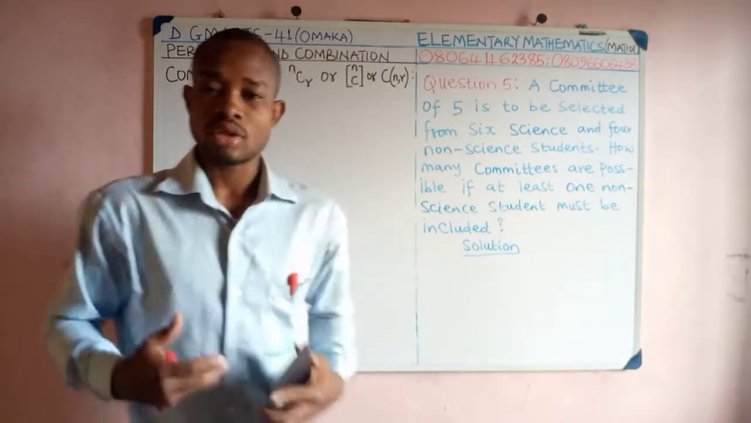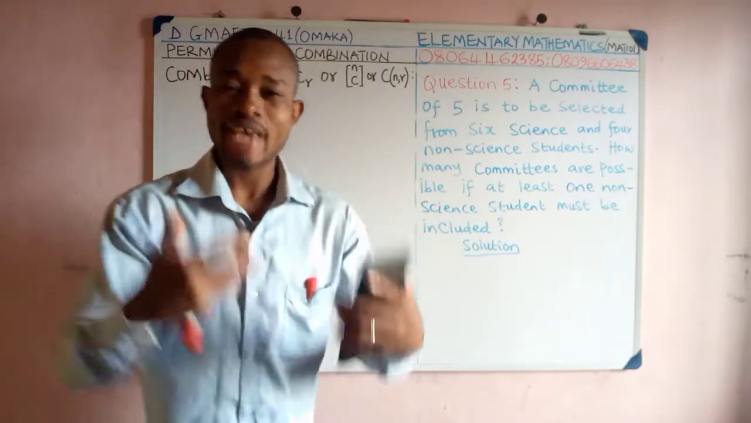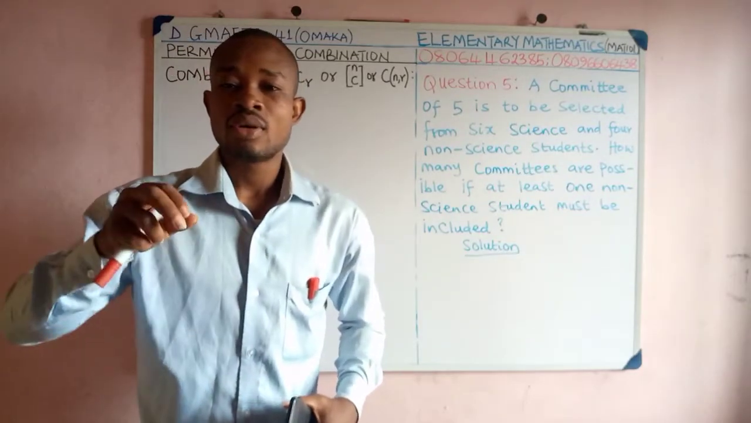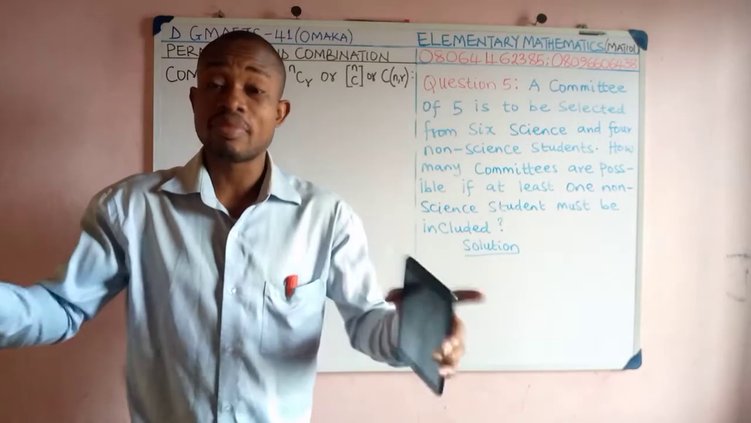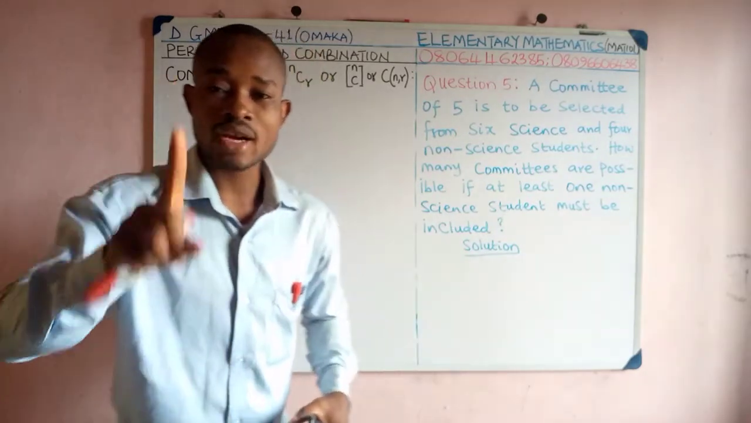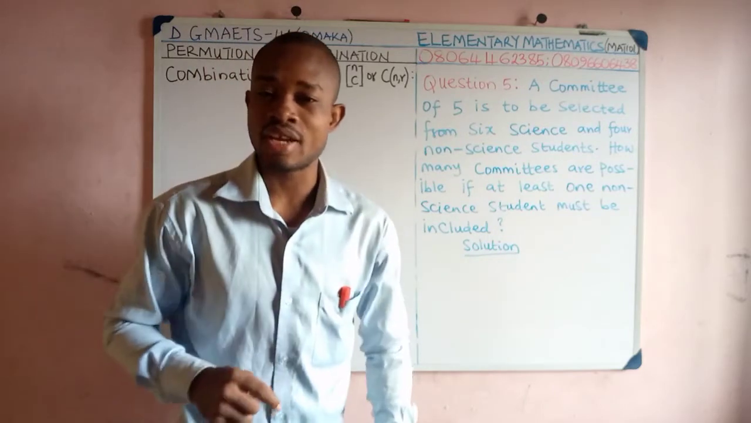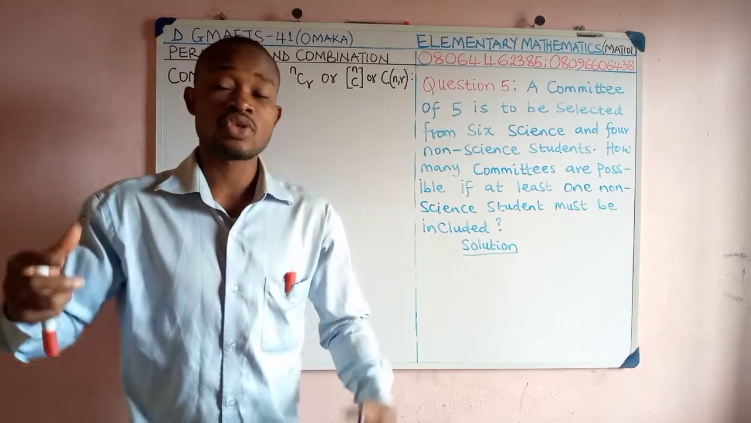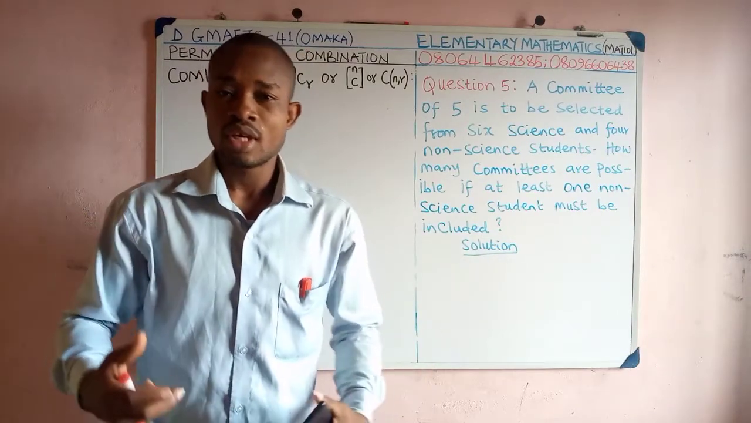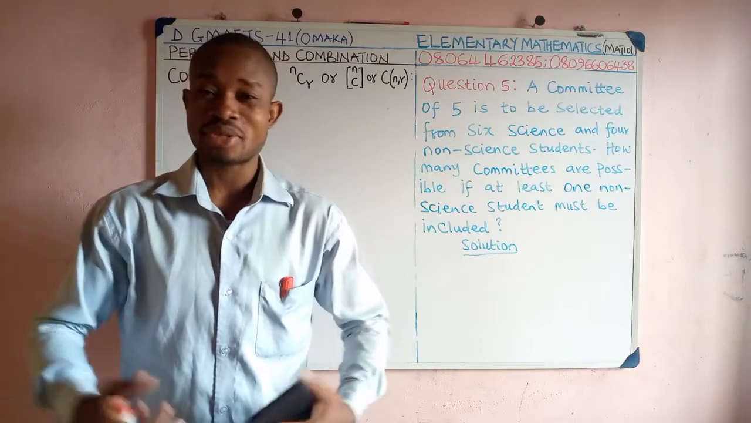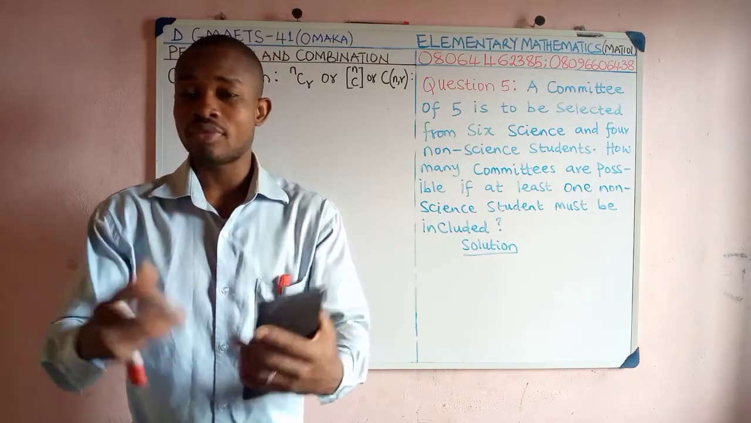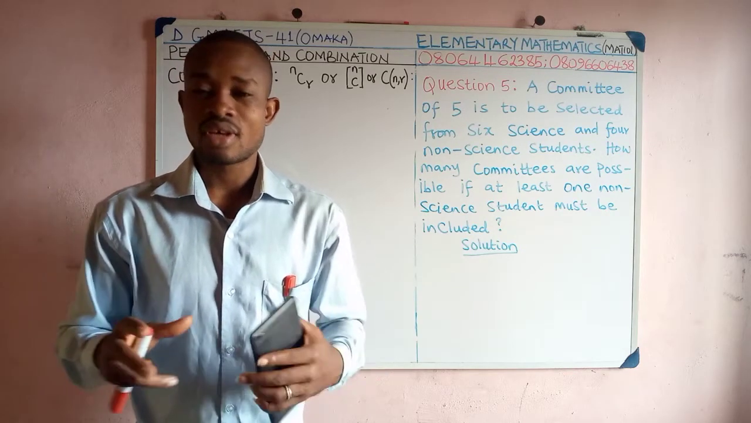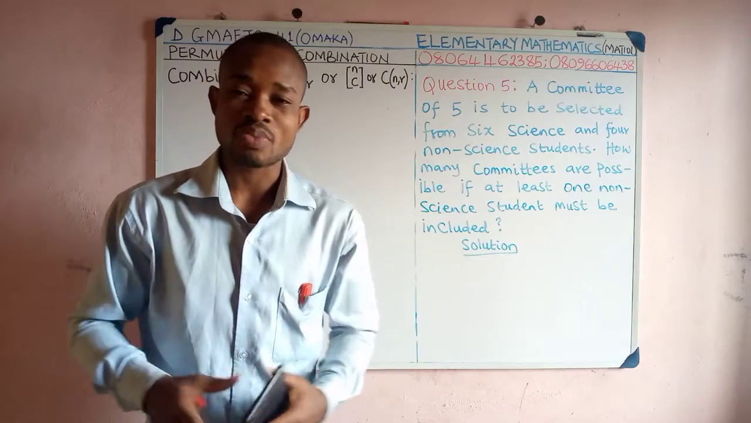Which must be drawn, which must be picked, which must be taken from science and non-science students. Now the condition is that however you are selecting these 5 students from these 2 groups, one of them at least must be a non-science student. So you could have one non-science student in the 5 persons drawn, or more than one. Does that make sense? With this condition, we have to know how to approach this problem.